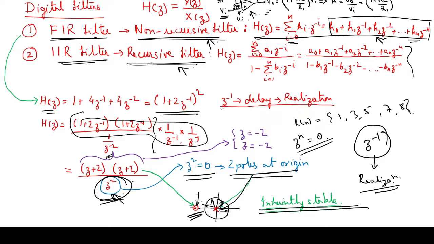हाँ ये जो मैंने बोला Z inverse they represent the delay and you will be having the realization. Now coming to the IIR filter over here, H(z), its generic equation is given by summation of i equals 0 to n a_i z to the power minus i divided by 1 minus summation of i equals 1 to n b_i z to the power minus i, which is equal to something like this. So this is a polynomial, say P(z), this is Q(z), this is another polynomial.